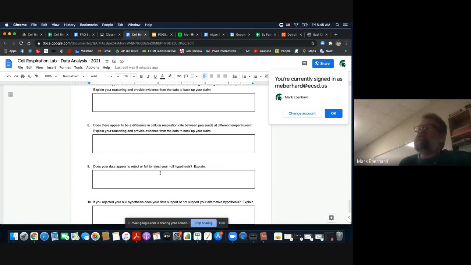So what are seeds doing at this point? They're carrying out respiration, and the reason you carry out respiration is to produce energy. So what do they need energy for? What is a seed doing? I see a couple folks threw in the word photosynthesis. Do seeds photosynthesize?